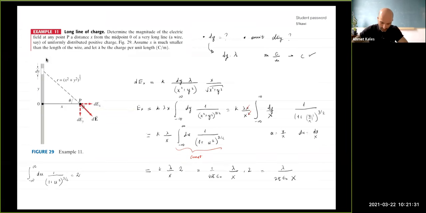So I want to point out one thing which is important. If you had a point charge, the electric field was going like 1 over r squared, right? The distance squared, 1 over distance squared. This is a point charge. Now a line charge is going like 1 over distance r, which is x here, okay? This is important, just keep this in mind.